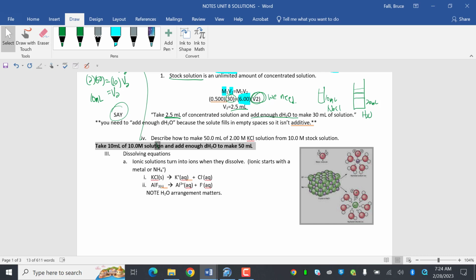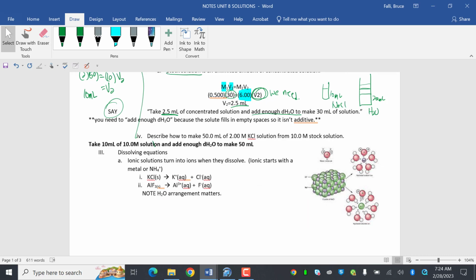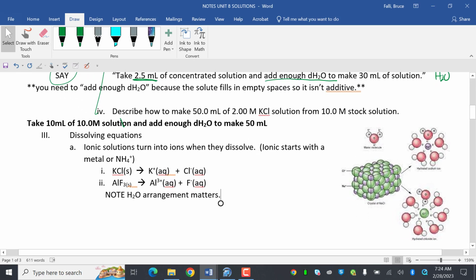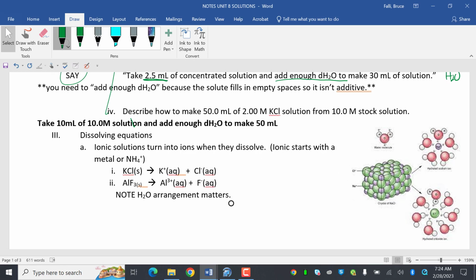All right. Dissolving equations. So ionic solutions, again, we're focused on the ion part of ionic solutions. Ionic solutions turn into ions when they dissolve. Remember, ionic compounds will always start with a metal or NH4. Quick little metal review here. Here's your periodic table. We got that magical line here. All of these guys are metals, not hydrogen. It is true that these down here are metals as well.